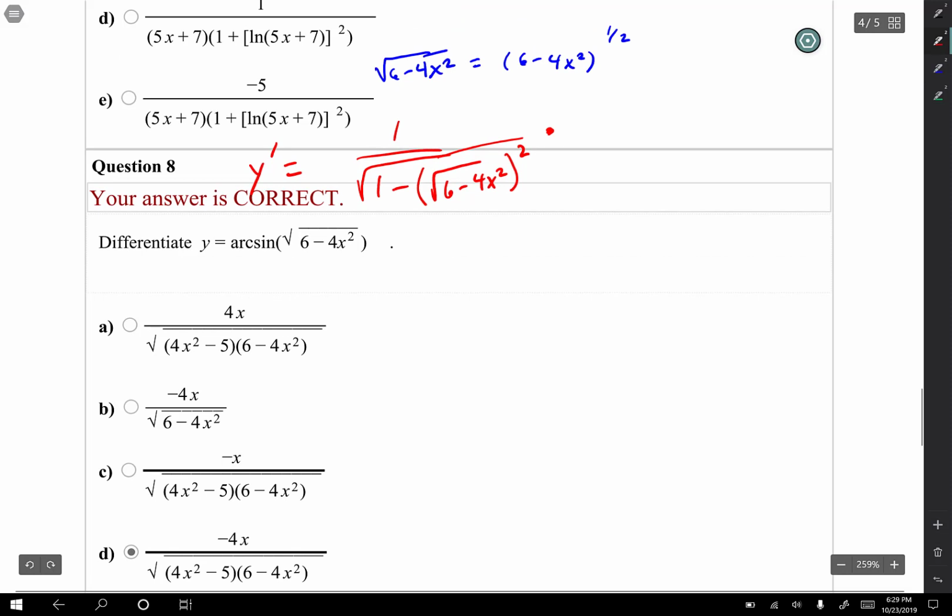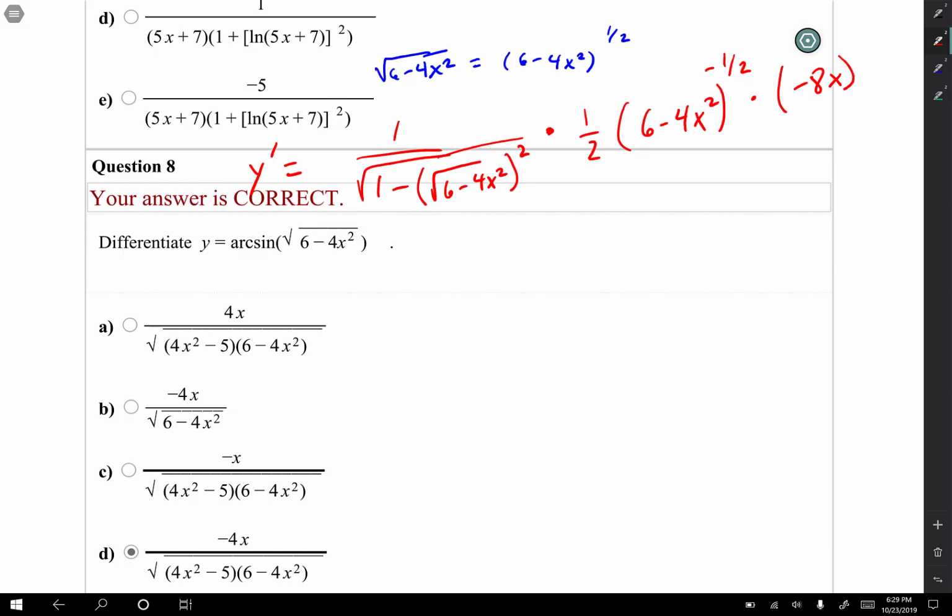All right, so here we go. Times taking the derivative of that. 1 half, open parentheses, 6 minus 4x squared to the negative 1 half. And then don't forget, some of you guys are forgetting to do this last step. Times negative 8x. There we go. Now we finished the chain rule. So now let's see if we can figure this out. Half and 8, well, half times 8 is 4, so that's a negative 4x. So all this is being multiplied, so I'm going to have y prime equals a negative 4x at the top.